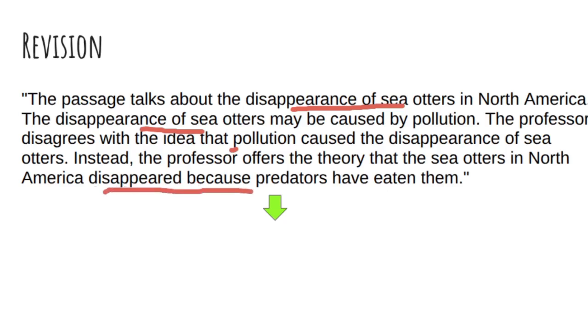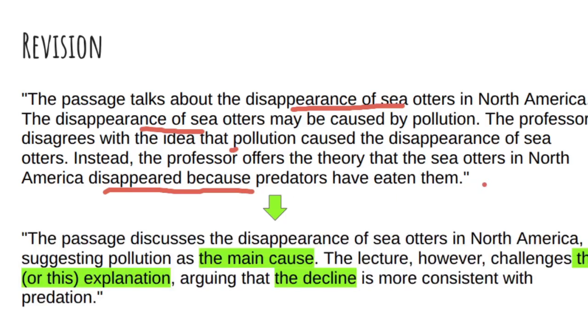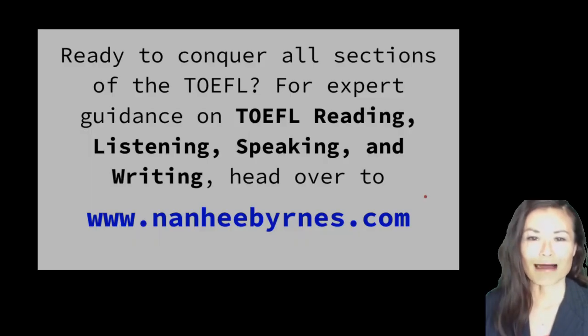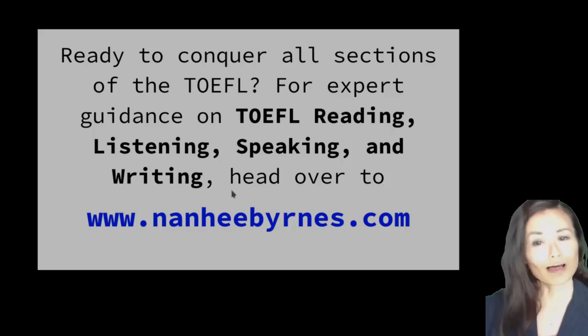Improved version. The passage discusses the disappearance of sea otters in North America, suggesting pollution as the main cause. The lecture, however, challenges this explanation, arguing that the decline is more consistent with predation. Result. The second version avoids repetition, uses varied expressions, and sounds much more academic. Lexical variety isn't about using fancy or difficult words. It's about being smart with your vocabulary and showing range and control, especially with expressions like the plus a noun phrase, which we worked on today.